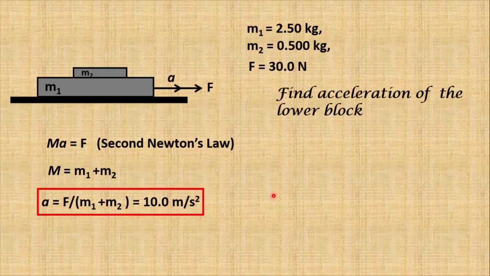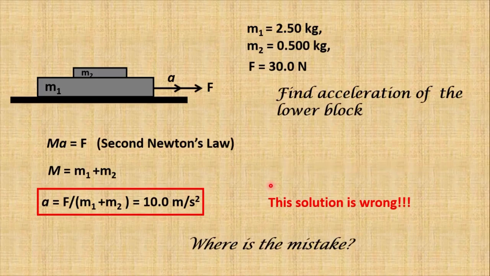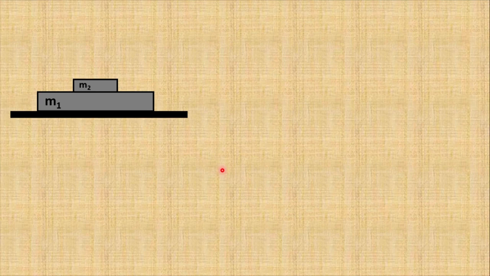Very simple solution, but unfortunately it is wrong. Where is the mistake? The mistake made by the student is that he didn't take into account different scenarios of motion. Before formulating these scenarios, let's watch the video with the experiment of motion of two blocks.